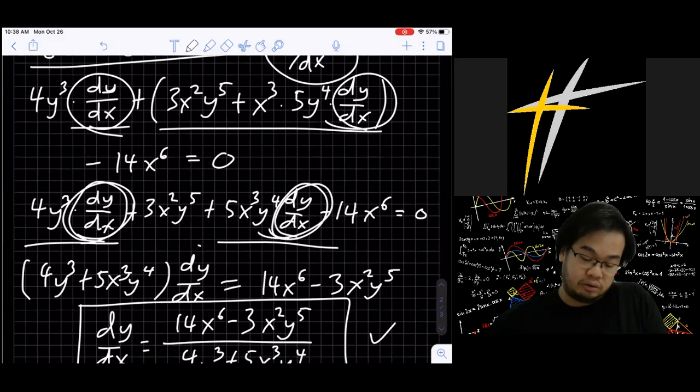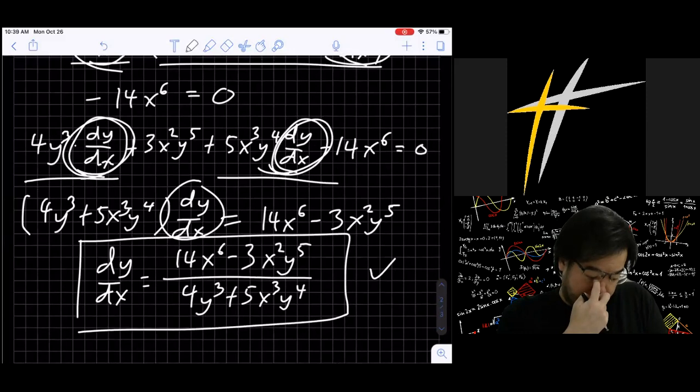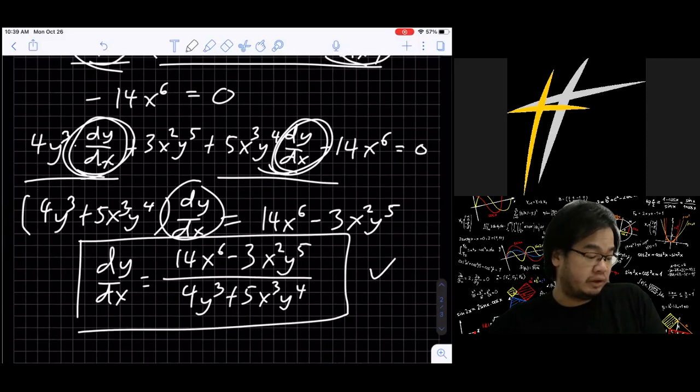This is what I did to isolate it, by getting all the dy/dx terms onto one side of the equation and all other terms onto the other side, then factor if necessary and divide both sides by the coefficient of dy/dx. So that's basically how you do the derivative of an implicit relation.